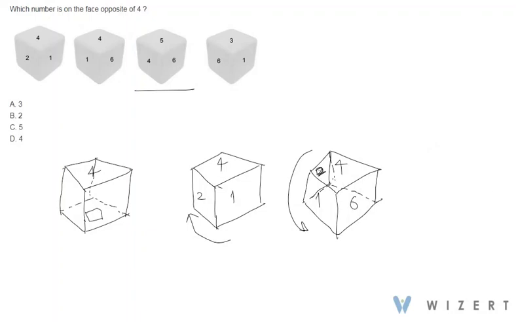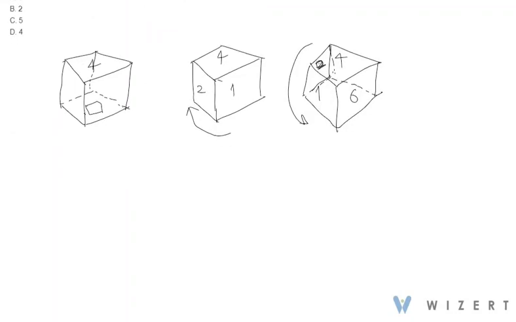Let me draw this one more time properly. Let's see, we have these 6 faces of this cube. 4 is up here. It is given from the first diagram. We know that 1 is over here. Let me draw it. 1 is over here. 2 is over here.